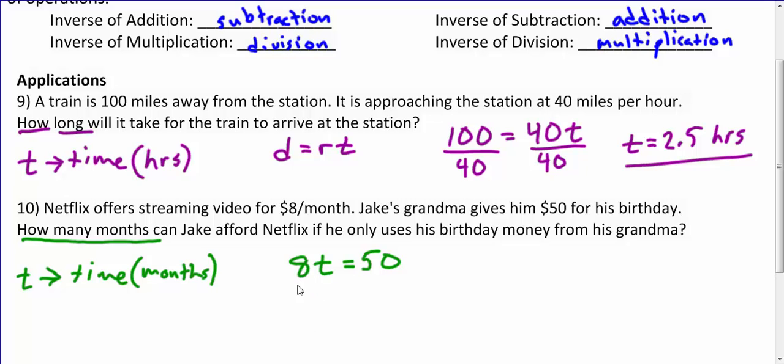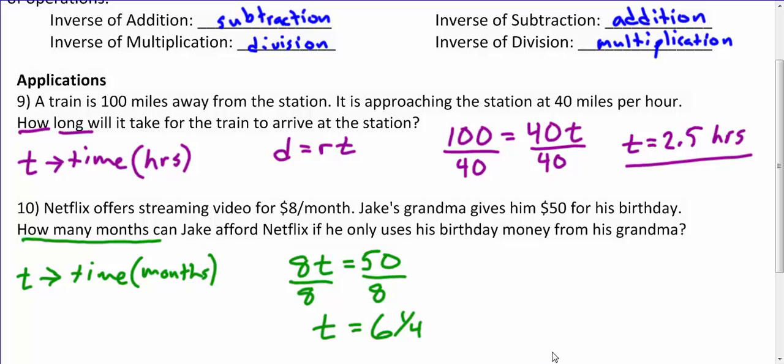All right, so let's look at this. Again, it's a division property of equality situation. 50 divided by 8. And what I know is then that t is equal to, well, 8 times 6 is 48. So that would be like 6 and 2/8 or 6 and 1/4.